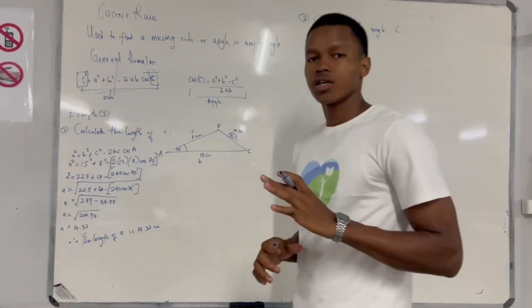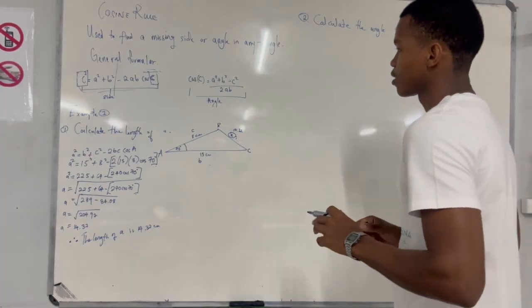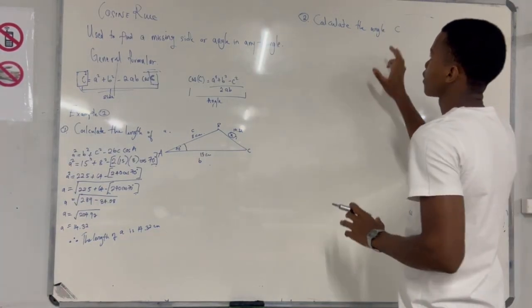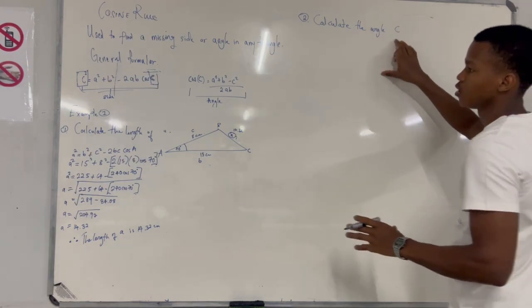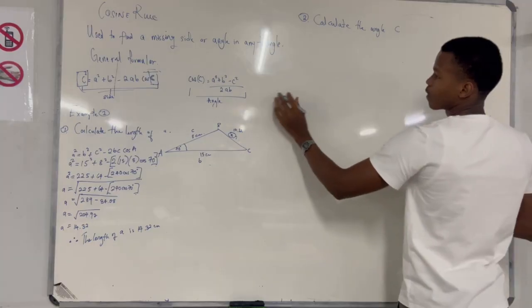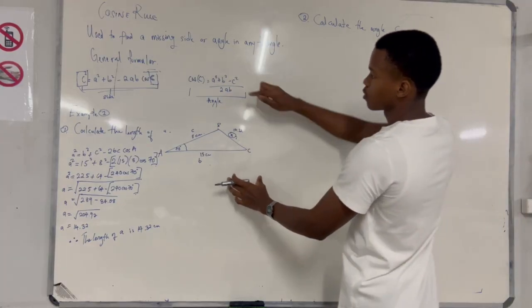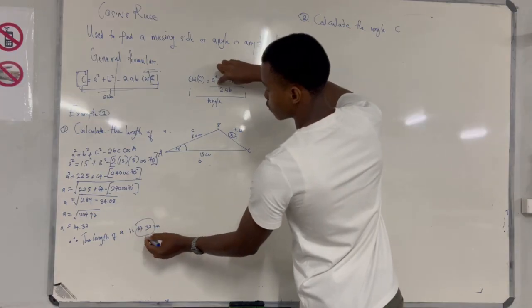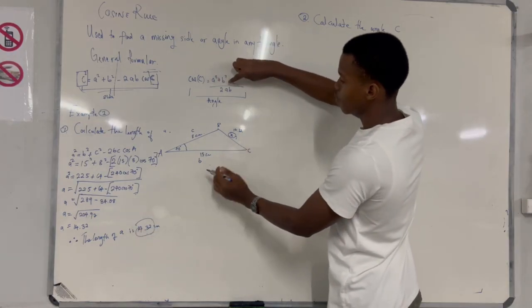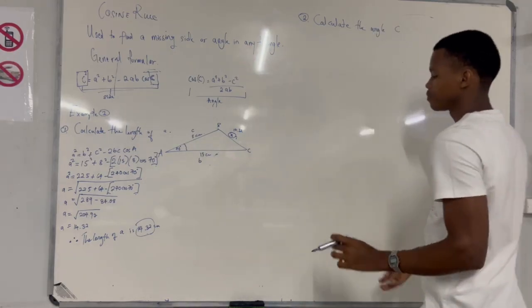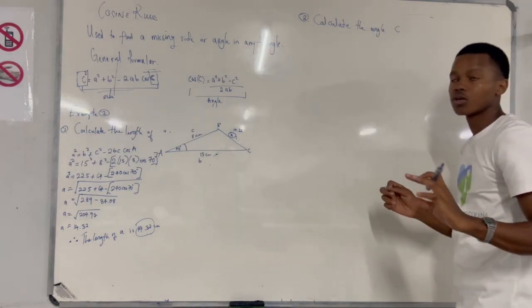Okay, let's do question 2. Question 2 is looking for angles. We calculate the angles. We have a formula used to calculate the angle. So let's see what we have. We have a, which we calculated here, 14.32. We have our b, which is 15, and our c, which is 8. So let's substitute that into our formula.